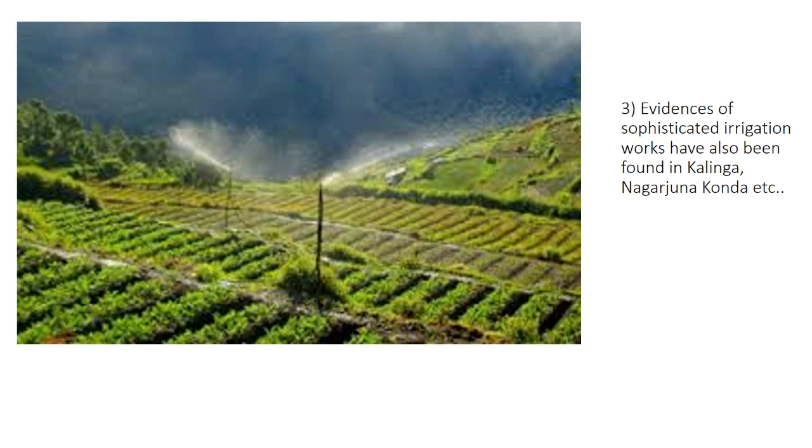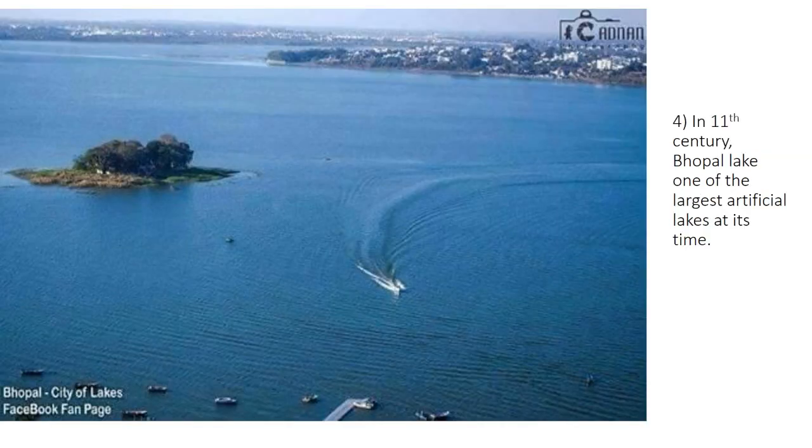You can see how the water is being spread, right? And how the irrigation system has taken place. The next is in 11th century, Bhopal Lake, one of the largest artificial lakes at its time. Now this is a lake in Bhopal and it is an artificial lake, means this lake is made by man, right? It is a man-made lake.